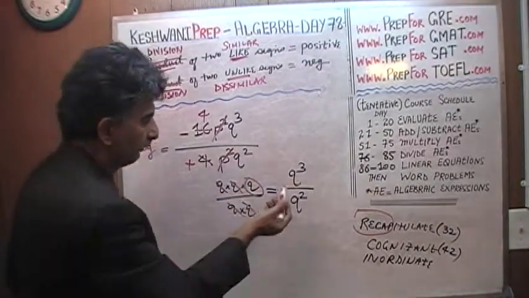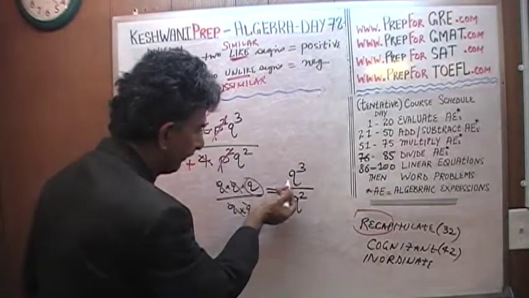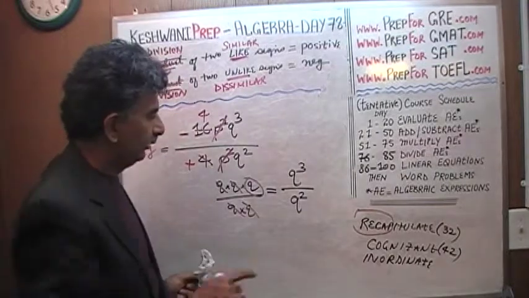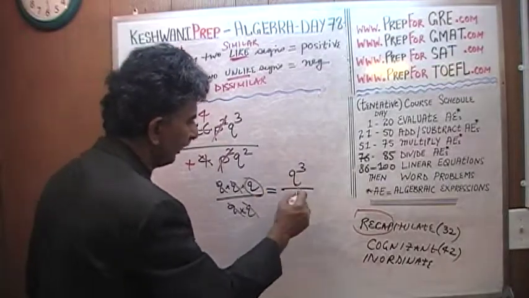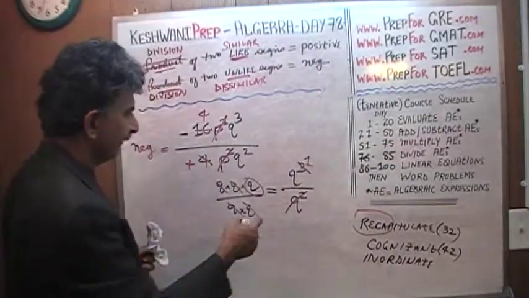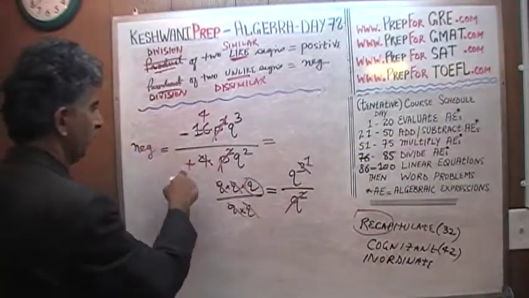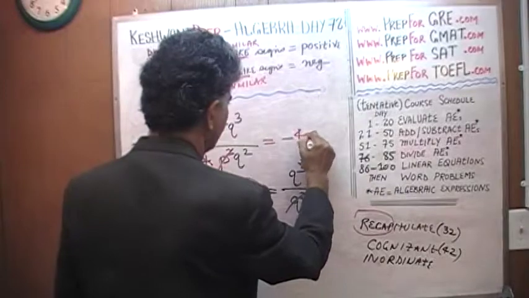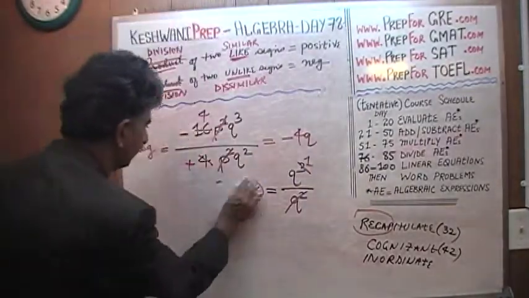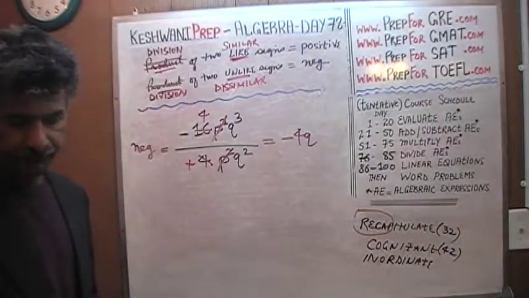Or of course when we're dividing the terms, as long as they have the same base, q and q, the quick thing to do is to subtract the exponents. 3 minus 2 is 1. So the answer is just q, 4 of them. Don't forget that it's negative. Negative divided by positive is negative. So it's negative 4q. I'm going to erase the rest so we don't get confused. Negative 4q is the answer here.